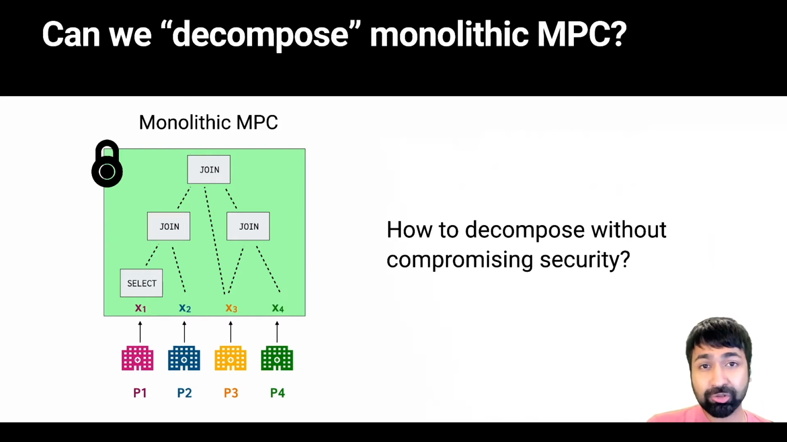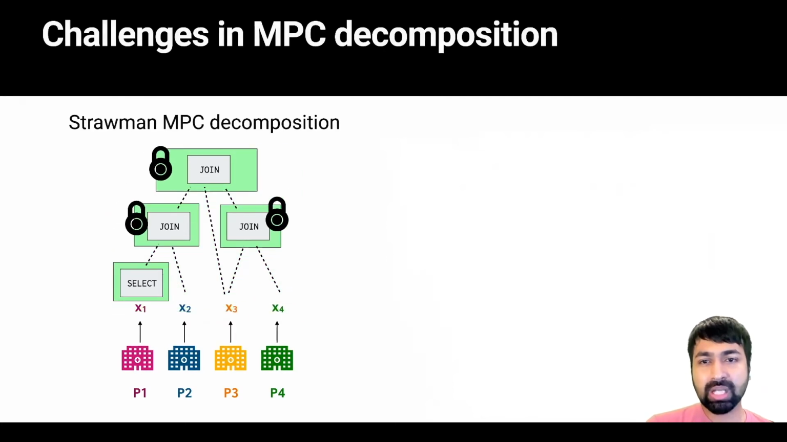And to answer this question, we need to understand why existing protocols require such monolithic computation in the first place, and what are the ways in which things could go wrong if we decompose the computation. So let's take the example of a strawman approach that mimics the execution plan of plaintext computation. The select operation is executed locally as before, and each join operation is a separate MPC computation only involving the respective parties that provide input to the operation.